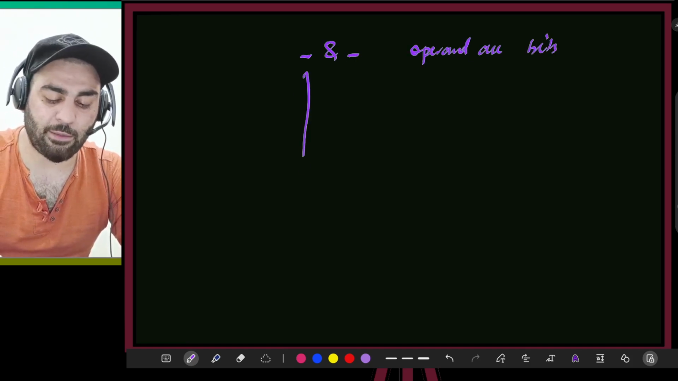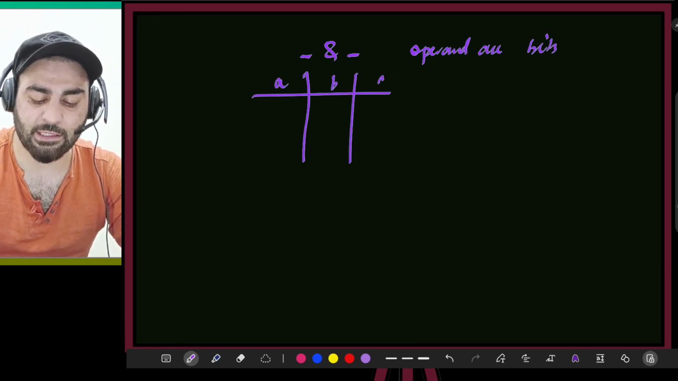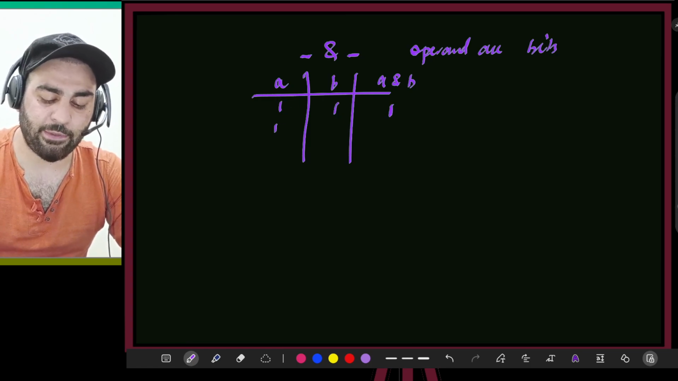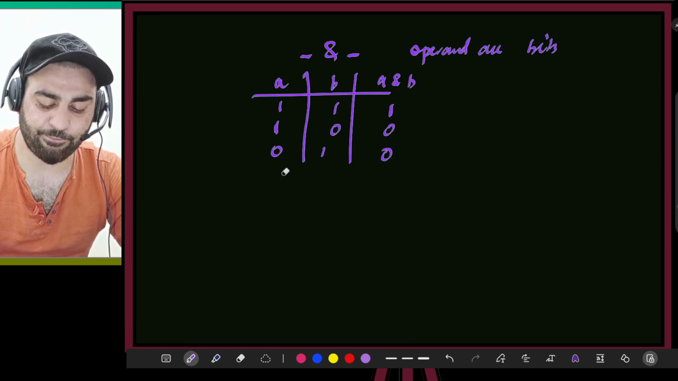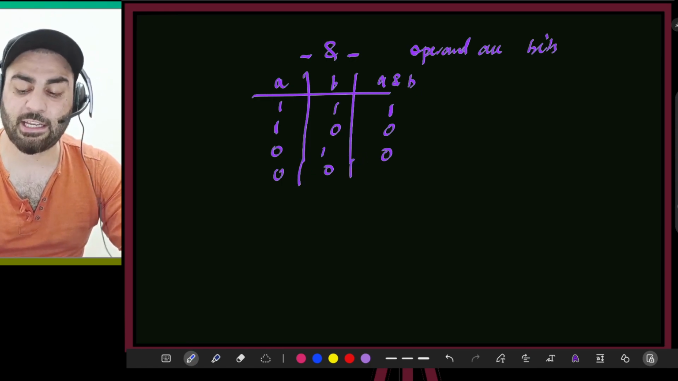Okay, so what's the truth table? Let's suppose this is bit A, this is bit B, and this is A and B. If this is 1 1, the result will be 1. If this is 1 0, it will be 0. 0 1 will be 0. And 0 0 will again be 0. This is how we perform the AND operation.